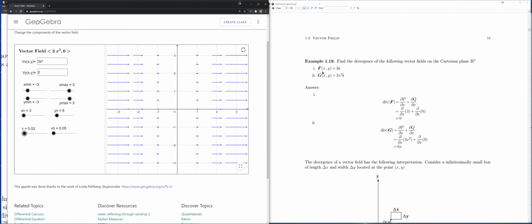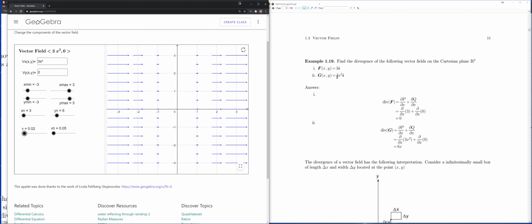Alright, so now what I want to do is interpret the divergence of this vector field. When I work out the divergence of this vector field, big G, it turns out to be 6x. So this is non-zero in this case, and I want to understand why, at least get some sort of physical idea.